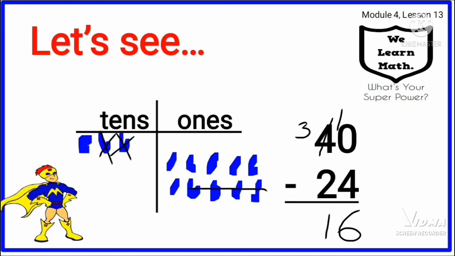Let's see. Here is 40 minus 24. I cannot remove 4 from 0, so I have to decompose a 10. So I have 10 ones now. If I remove 4 from 10 ones, I have 6 ones left. And if I remove 2 tens from 3 tens, I have 1 ten. So my answer is 16. 40 minus 24, 16.